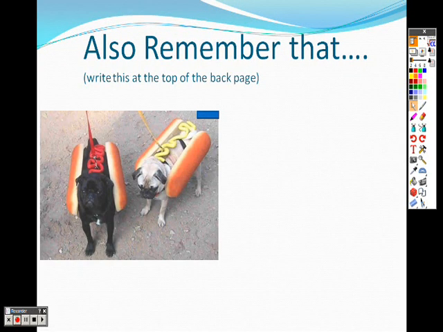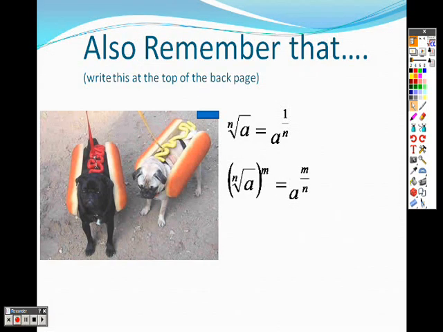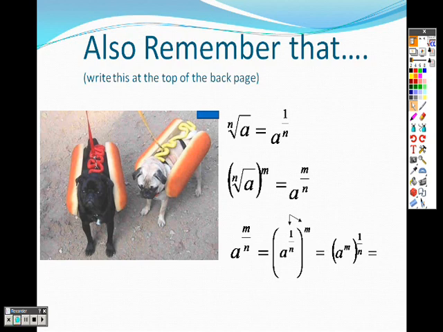So, also remember that you can rewrite the nth root of a as a to the 1 over n. The nth root of a to the m will be, as a fraction, a to the m over n. A to the m over n you can also write as a to the 1 over n times m. Okay, you can also just flip them around and get a to the m times 1 over n, because multiplication order doesn't matter. Remember, either way you're still going to get the same answer.